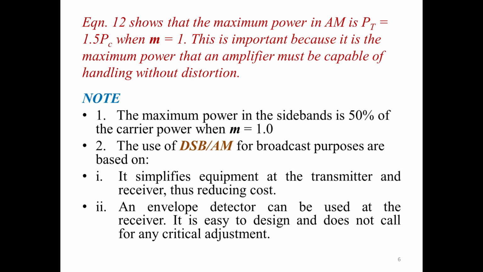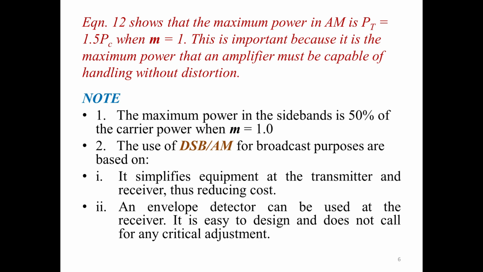Equation 12 shows that the maximum power in the AM spectrum is PT equals 1.5 PC when the modulation index M is equal to 1. This is important because it is the maximum power that an amplifier must be capable of handling without distortion. Note 1: the maximum power in the sidebands is 50% of the carrier power when M is equal to 1.